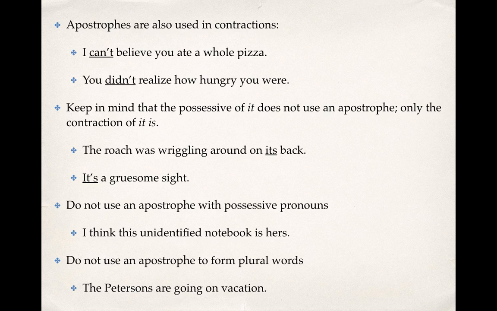If we were talking about something the Petersons owned, like the Petersons' vacation was enjoyable, then you would use an apostrophe. But if you're just talking about them as a plural, a group of people, then you do not use an apostrophe. So that's all I have to say about apostrophes.